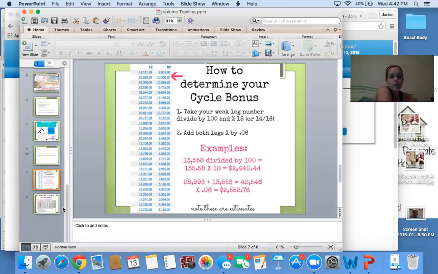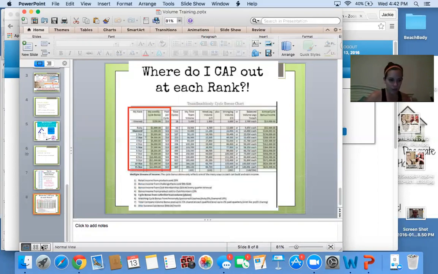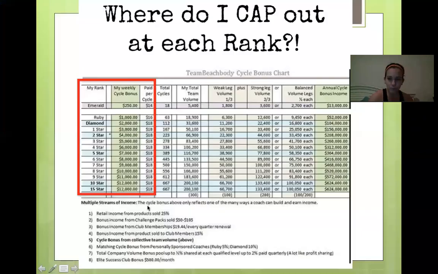So this is also really important. By the way, this graphic is also in that same album in FabFit, as well as this one. I am going to zoom in on this so you can see it. There's a whole lot of numbers on this page, but essentially what you want to know is where do I cap out at each rank, okay? So as an emerald, you cannot make more than $250 in cycle bonuses. That's it. You're done, okay? So for every cycle, you're going to get paid those $14.